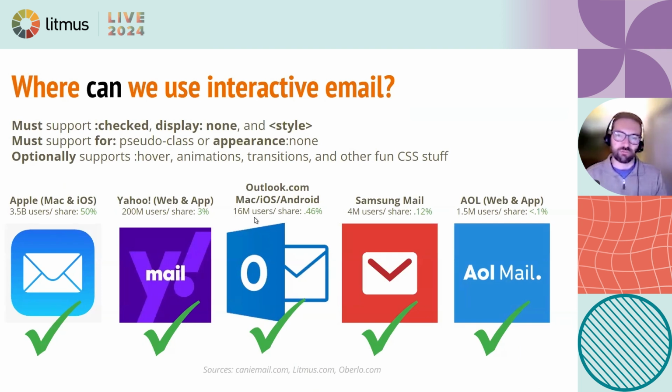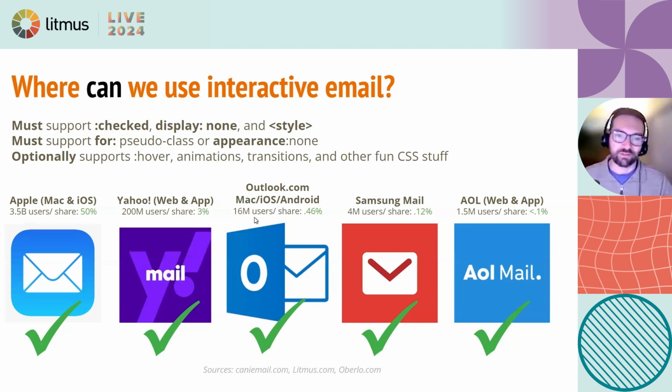There are some requirements needed to make the coding work, and they're listed up at the top there. Our inboxes need to be able to support the checked pseudo-class attribute, as well as the display none style, and then style tags up in the header of the email. So that covers a lot. And they must also be able to support the for pseudo class or the appearance CSS style, and those are sort of interchangeable. And we'll go into detail a little bit later about how those relate.